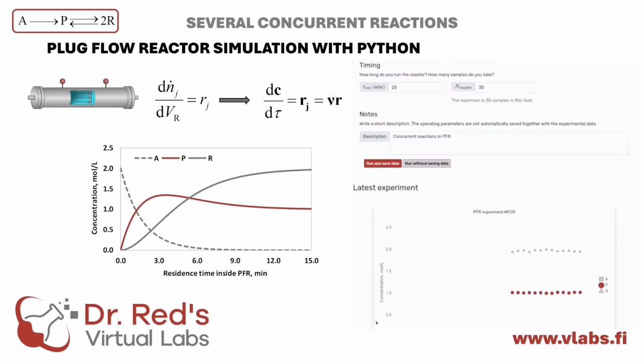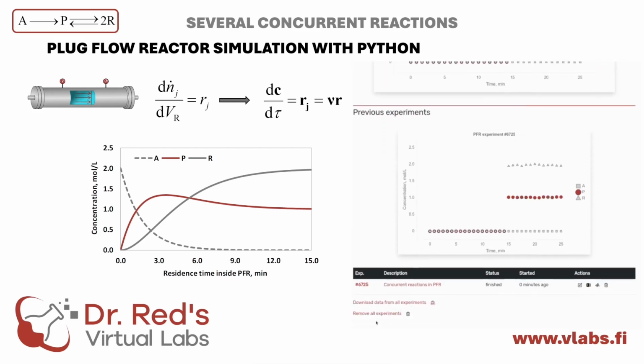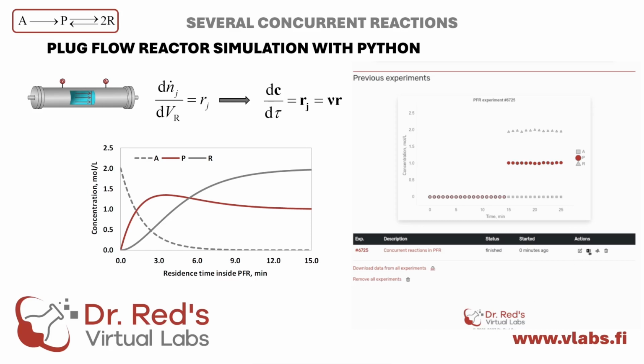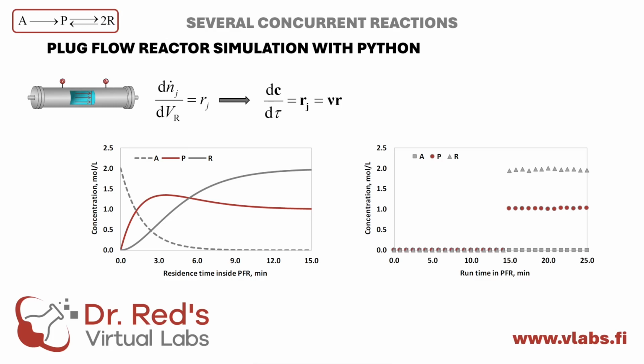The result of the PFR experiment is the exit concentration as a function of runtime. Notice the abrupt shift in exit concentrations when time equals the spacetime, marking the moment the reaction mixture has traveled through the reactor. As anticipated, experimental results affirm our calculations are spot on.